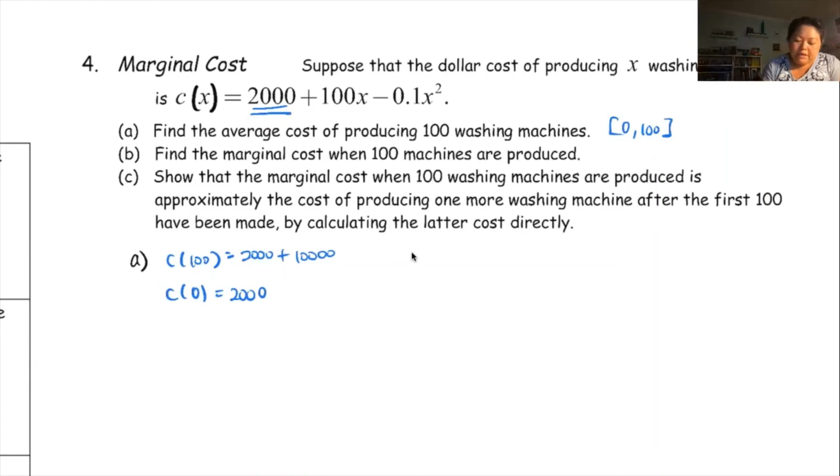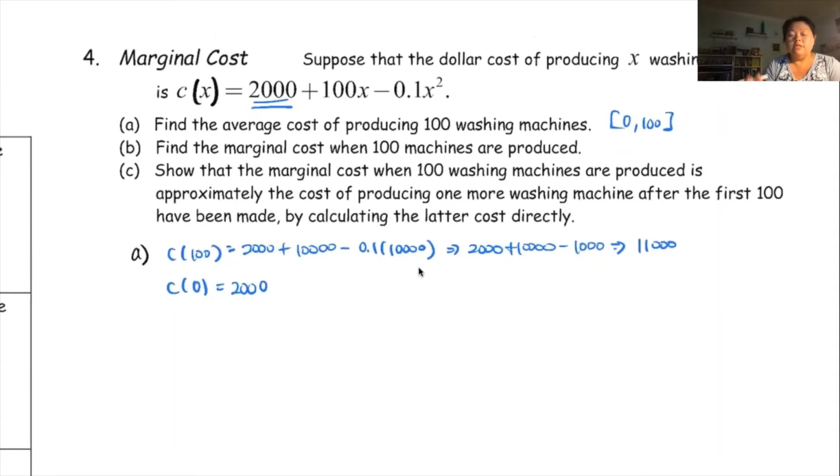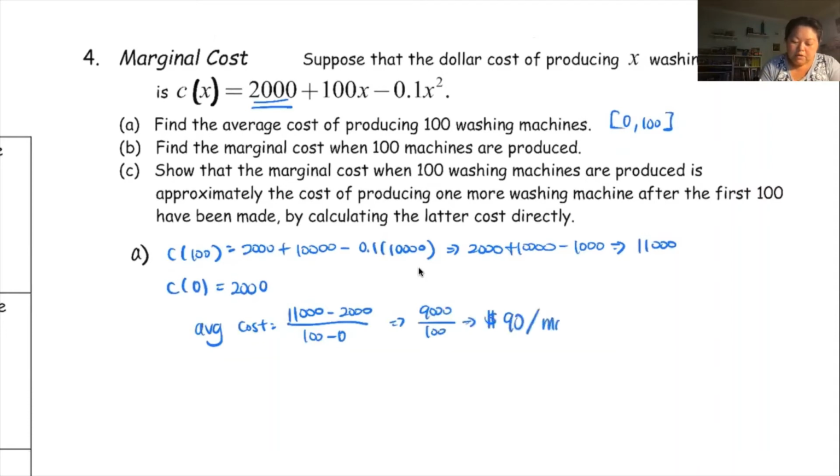So the average cost would be y2 minus y1. You have your y2, which is 11,000, and your y1, which is 2,000. So your average cost will be 11,000 minus 2,000, that's y2 minus y1, over x2 minus x1, which is 9,000 over 100. So average cost is $90 per machine, right? So if you produce 100 of these, the average cost is about $90 per machine.